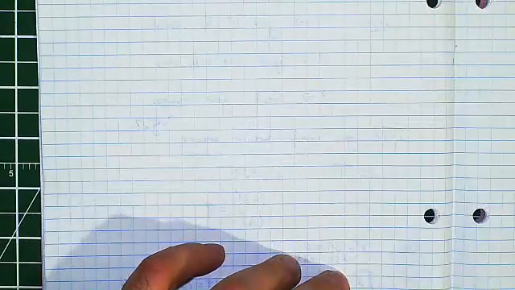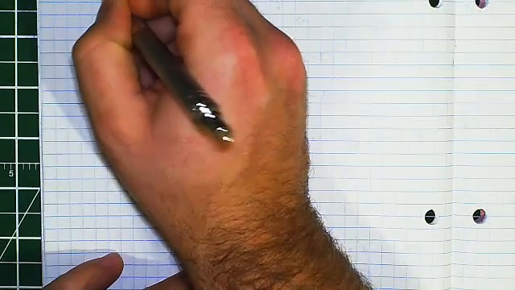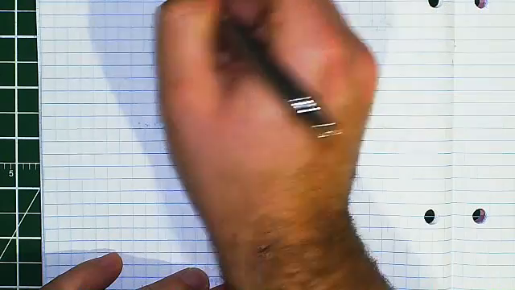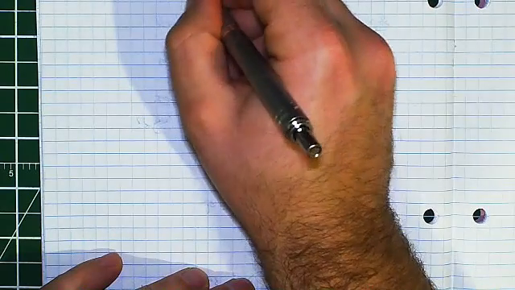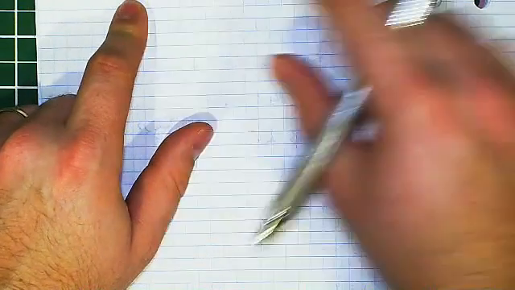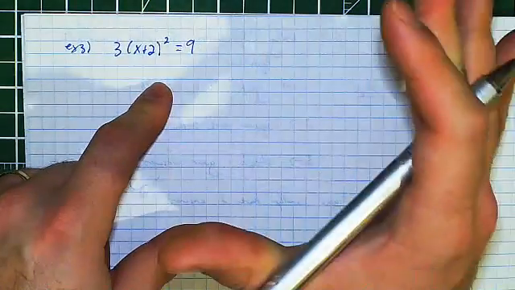So something like 3 times (x plus 2) squared equals 9. Now, if you were to simplify this using a trinomial, you'd have to expand this, (x plus 2) times (x plus 2). Probably help if you guys can see this. But I don't want you to do that right now.